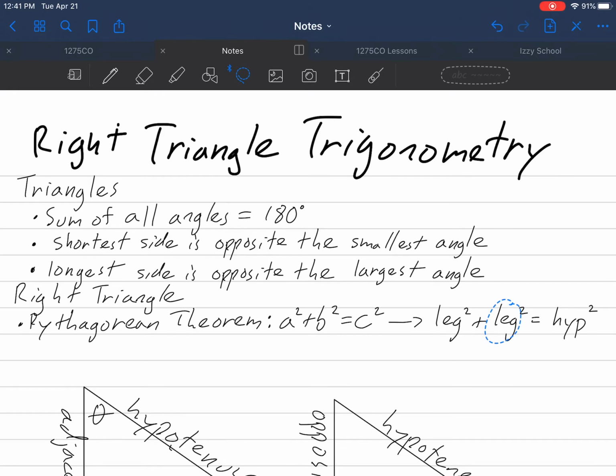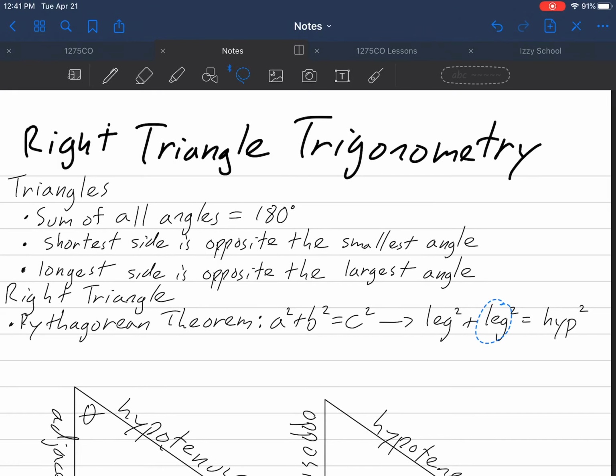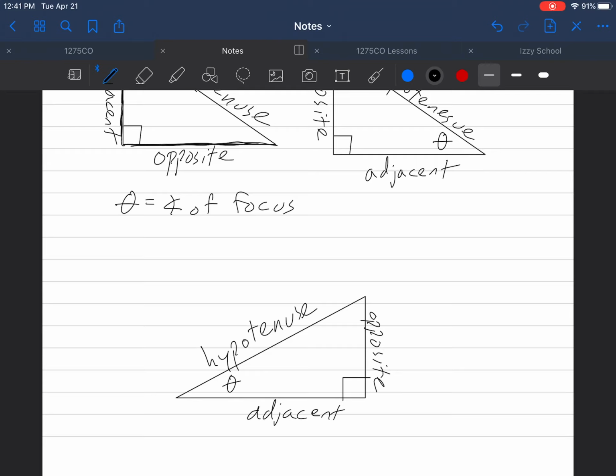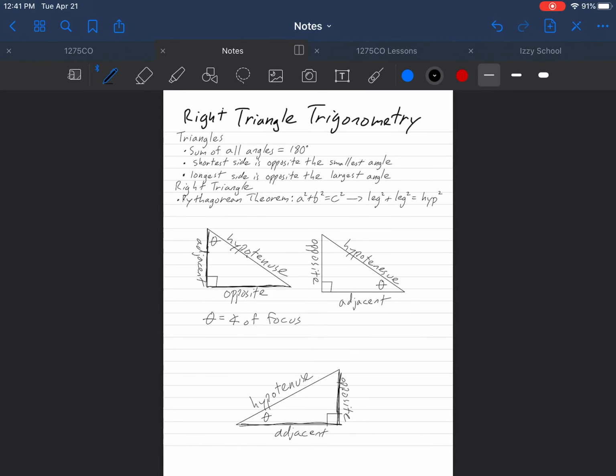The legs are the sides that make up a right angle. If you're looking at a right triangle, the first one here, this is a leg, and this is another leg. Right, if the triangle is flipped around, the leg is here and the leg is here. These are identified by, again, the sides of the triangle that form the right angle.